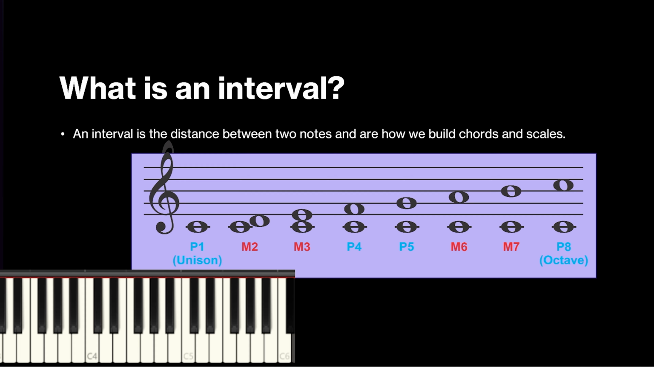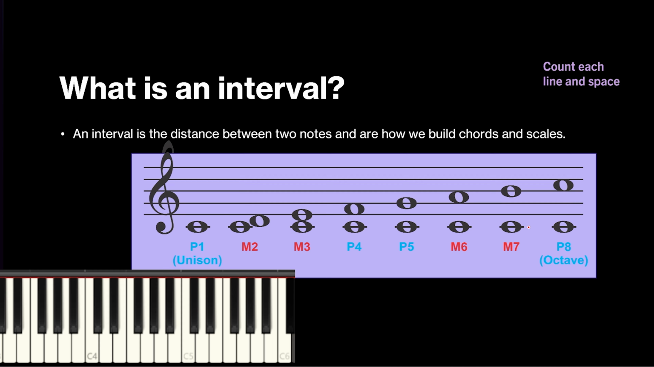But first, I want to tell you how to find an interval. It's very simple. To find an interval, you just need to count the lines and spaces between the notes. Or if you're on the piano, right down here, you would just count by whole steps and half steps. So, for example, a whole step up would be a major second, and from the major second, a whole step up would be a major third. So for example, 4 steps up will give us a major third, and 7 steps up is going to give us a perfect fifth.